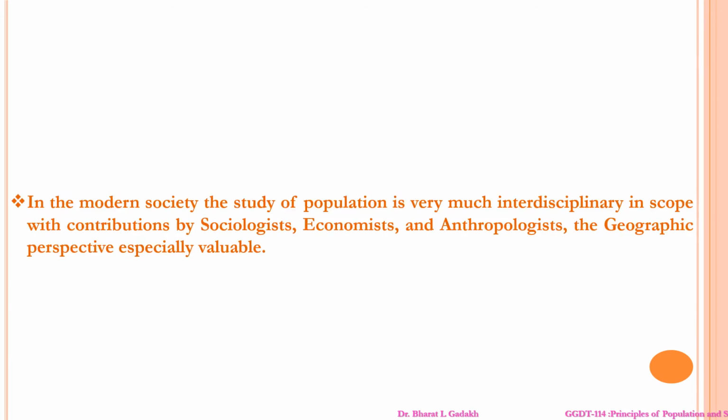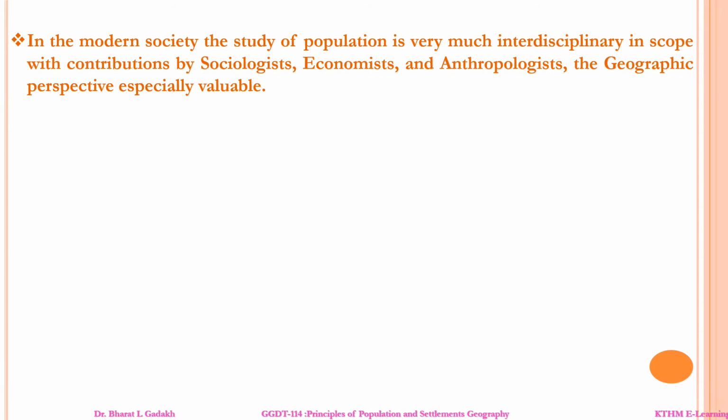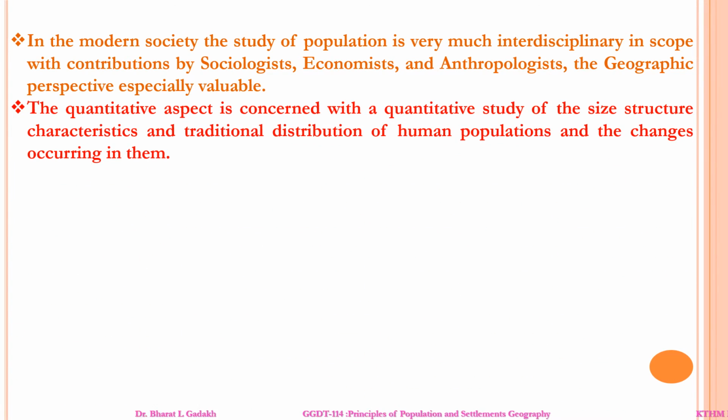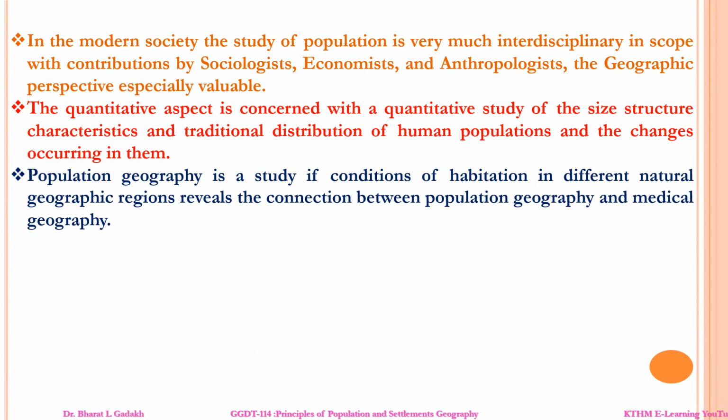Now next, in modern society the study of population is very much interdisciplinary. The scope includes contributions from sociologists, economists and anthropologists, and the geographical perspective is especially valuable. The quantitative aspect is concerned with the quantitative study of the size, structure, characteristics and spatial distribution of human population and the changes occurring in them.